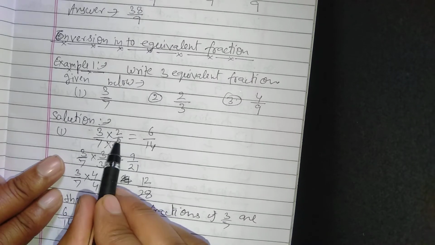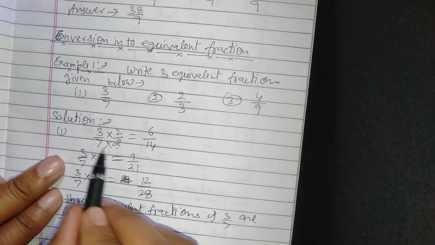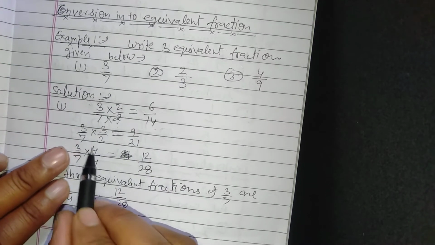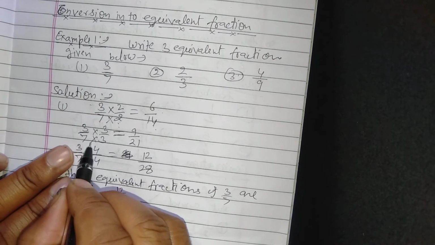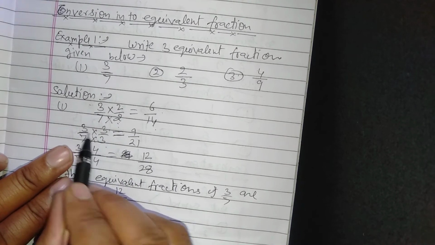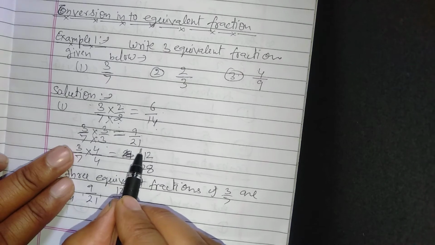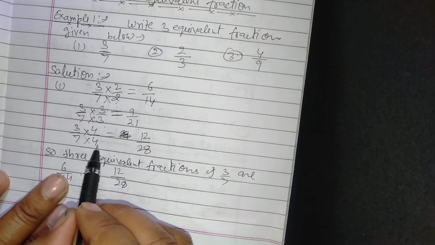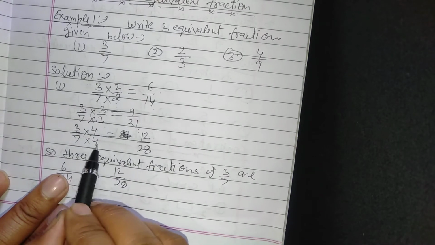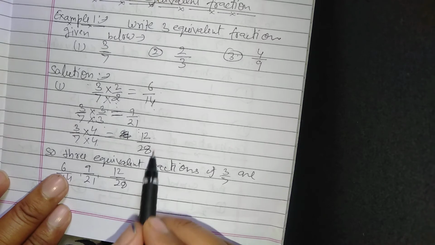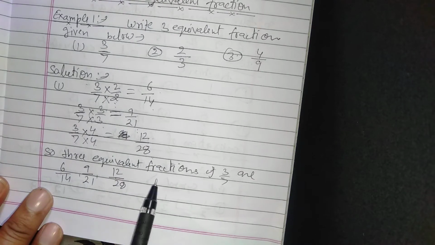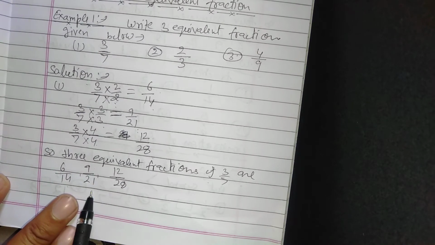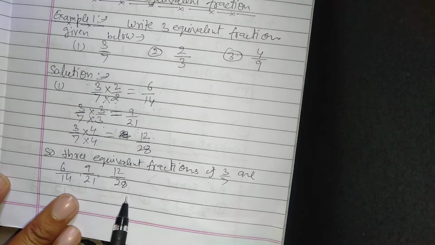So 3 into 2 is equal to 6 and 2 into 7 is equal to 14. So 6 by 14 is the first equivalent fraction. Then take 3 by 7 and multiply by 3 by 3. Now 3 into 3 will be 9 and 3 into 7 will be 21. So you'll get 9 by 21. Now 3 by 7 into 4 by 4. 4 times 3 is 12 and 4 times 7 is 28. So 12 by 28. So 3 equivalent fractions of 3 by 7 are 6 by 14, 9 by 21 and 12 by 28. This is the answer.